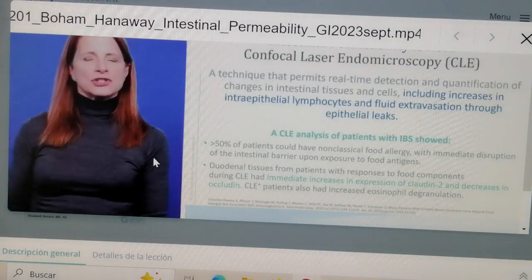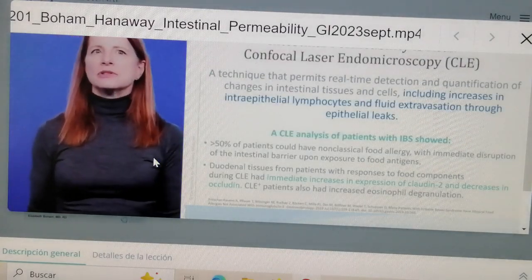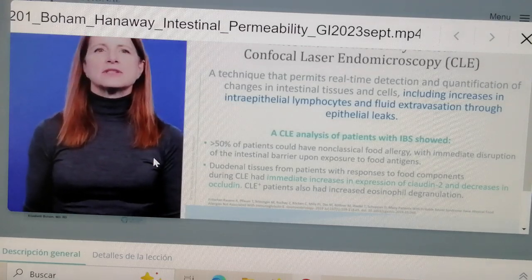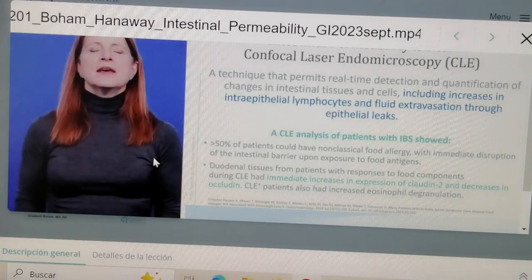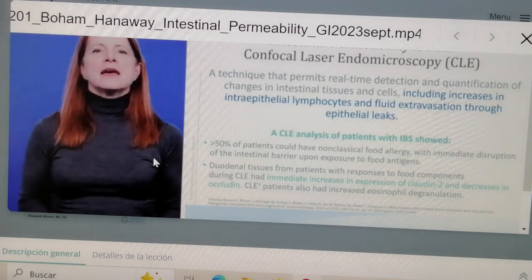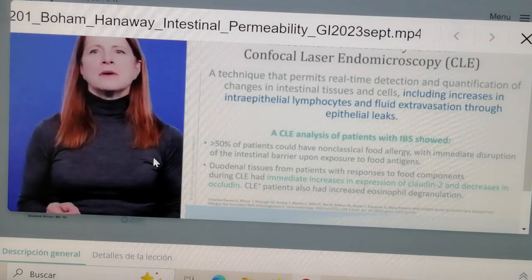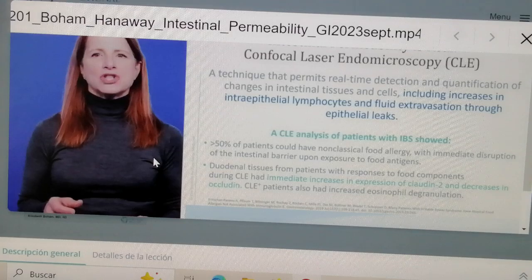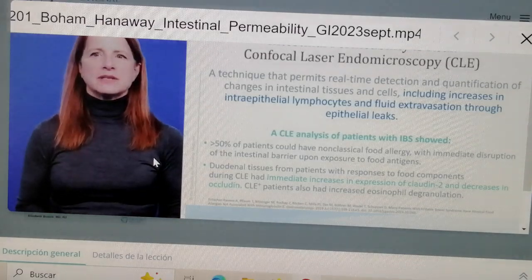So in research, they will sometimes use confocal laser endomicroscopy. And here, this is a research article looking at using CLE, because it gives you real-time evaluation of changes in the intestinal tissue and cells.